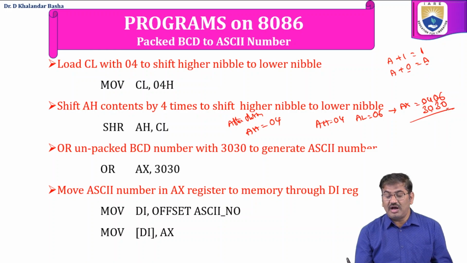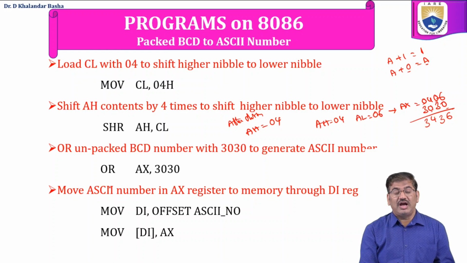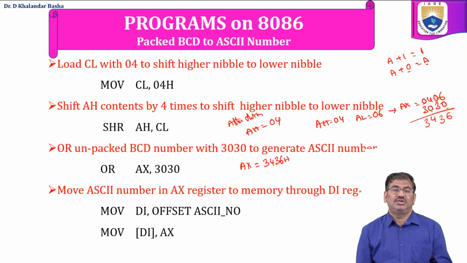So 6 ORed with 0 will give us 6. 0 ORed with 3 is going to produce 3. 4 ORed with 0 will give us 4. 0 ORed with 3 is going to produce 3. So after ORing the AX contents with 3030H, the AX contents will produce the value 3436H, which is the ASCII equivalent of 04H and 06H. Now this converted ASCII number we want to load into the memory.